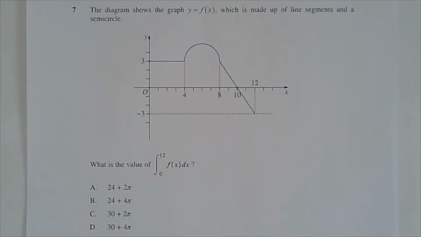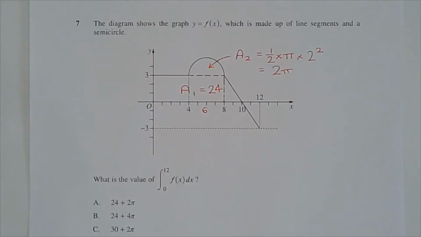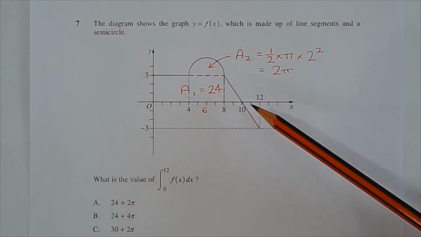Question 7. The diagram shows the graph of y equals f of x, which is made up of line segments and a semicircle. What is the value of the integral from 0 to 12 of f of x dx? The question is asking for the value of a definite integral, not the area bounded between the curve and the x-axis. So that means we need to take into account whether the areas are positive or negative.